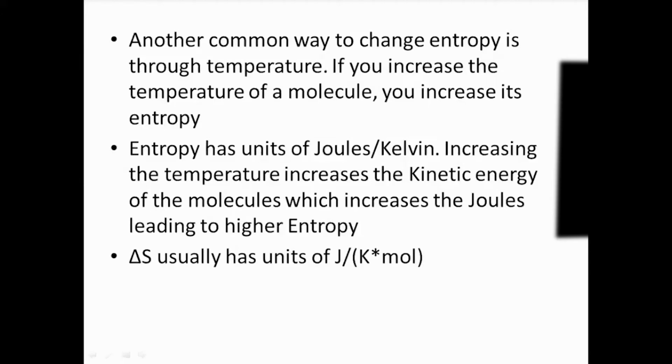Or you can think of it as speeding up the molecules will allow them to be in more possible positions at any given time, or take more potential states at the same time. If we're talking about a chemical reaction, delta S, which is change in entropy, usually has units of joules per Kelvin mole, right? Because most reactions are on a per molar basis.